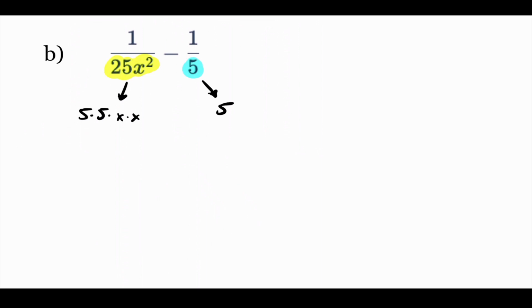What's needed, what's missing? Got to make them both the same. The first guy's got 2 5s and 2 x's. This guy's only got 1 5. So I need to include another 5 here and 2 more x's here. Whatever I do to the bottom, I have to do to the top. When I do that, are the bottoms both the same? Yeah, that's the common denominator. When the bottoms are the same, you got your common denominator.